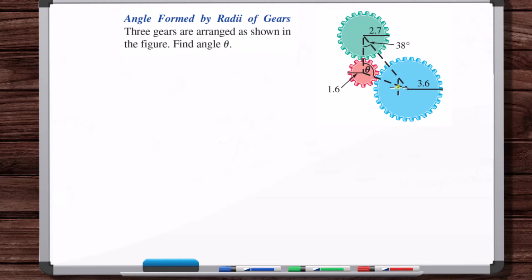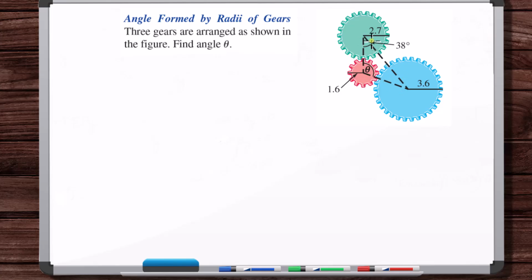They're meshed this way. And we want to solve for this angle theta, where you've got this line connecting the two centers of these two gears and the two centers of these two gears. And so there's an angle between those two lines. So how can we solve for this angle? Well, we can solve a triangle. We can set up this triangle here.